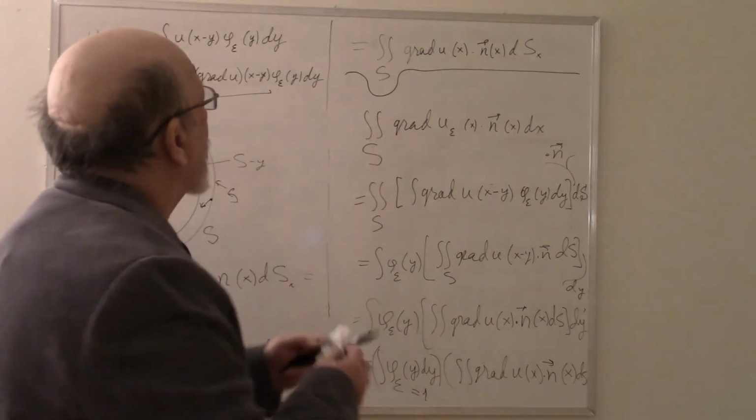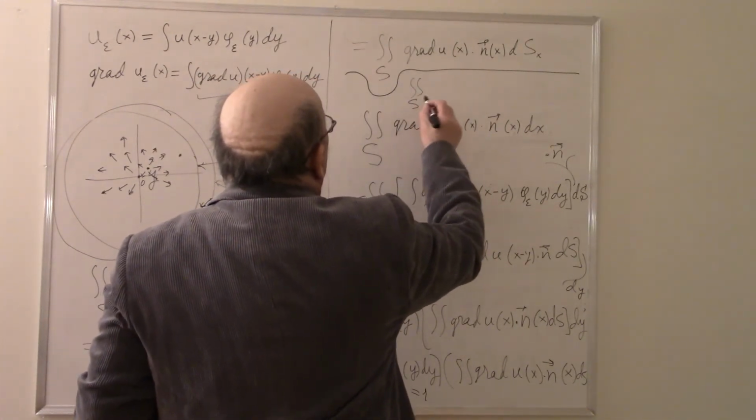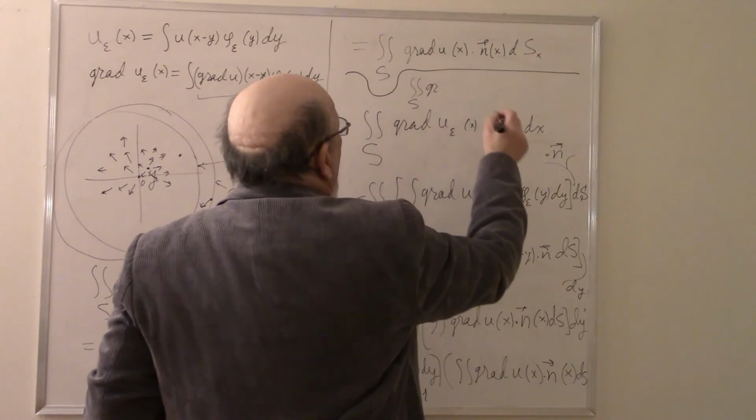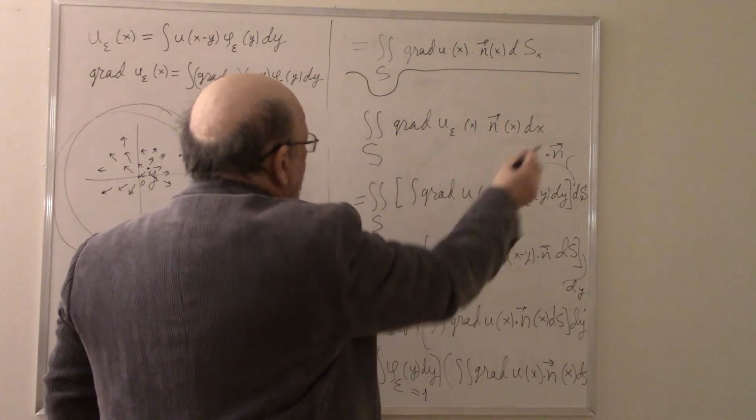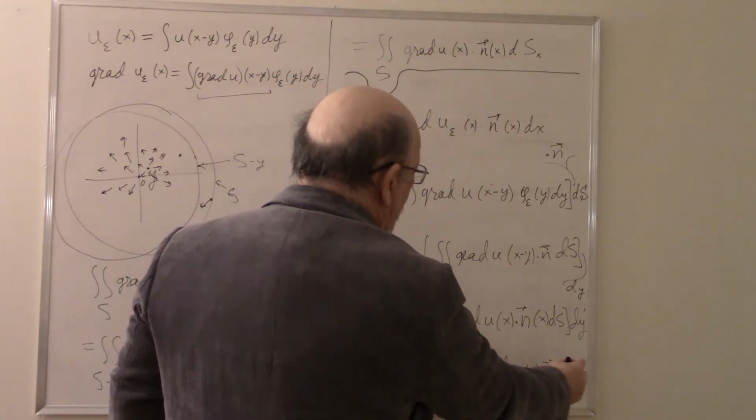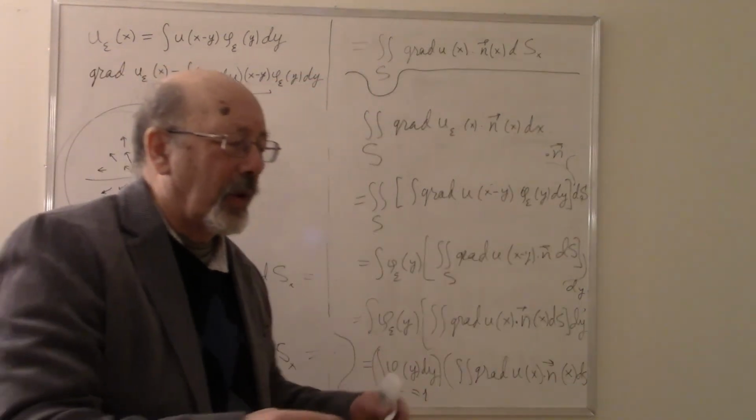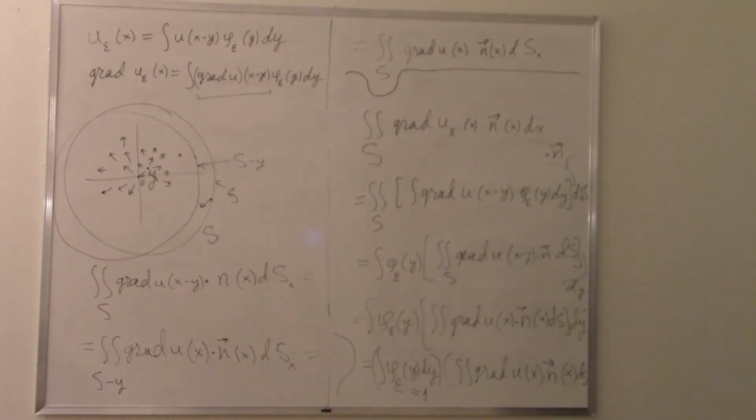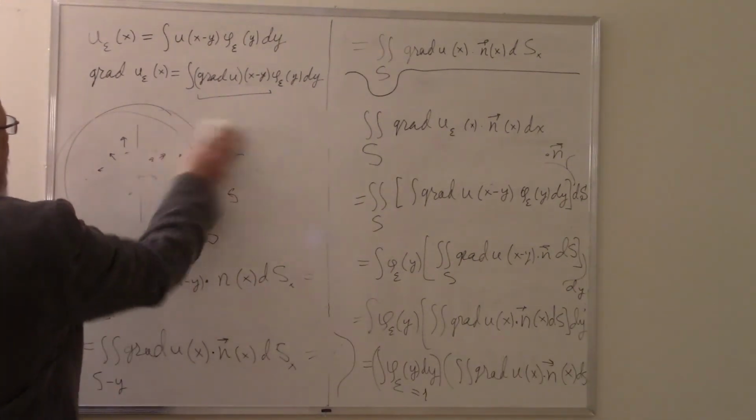What we started from is the integral over S of the gradient of u epsilon, dx. After all this transformation, we have the integral of gradient u dot n dS. So the flux for the smoothed field and for the initial field are equal. So what does it mean?